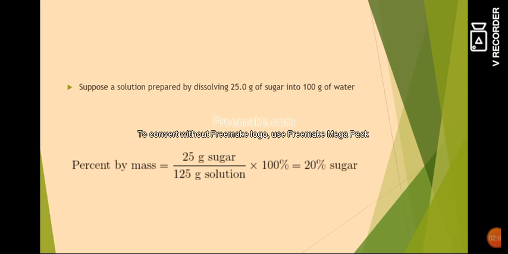Suppose a solution is prepared by dissolving 25 gram of sugar into 100 gram of water. The percent by mass can be calculated by dividing 25 by 125, that is mass of solute divided by mass of solution, that gives 20%. That is, the mass percent of 25 gram of sugar in 100 gram of water is 20%.